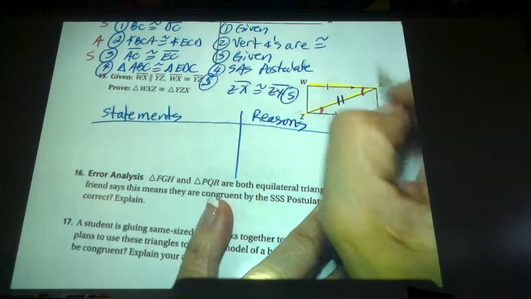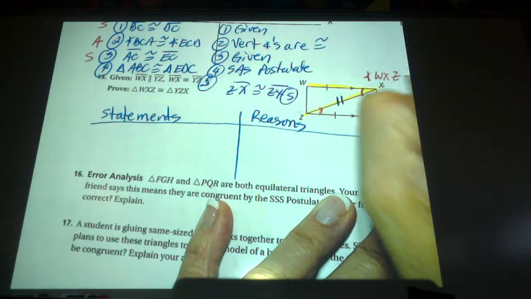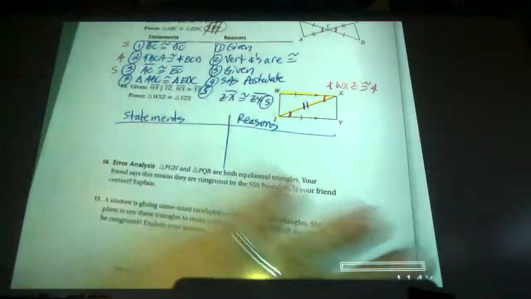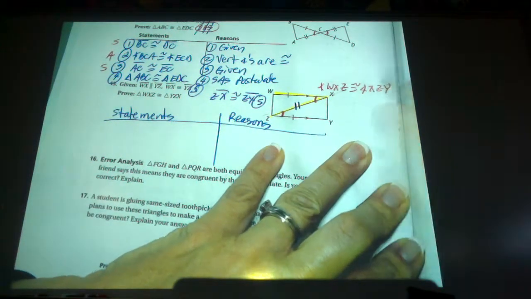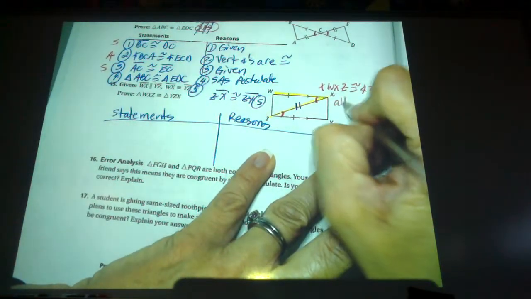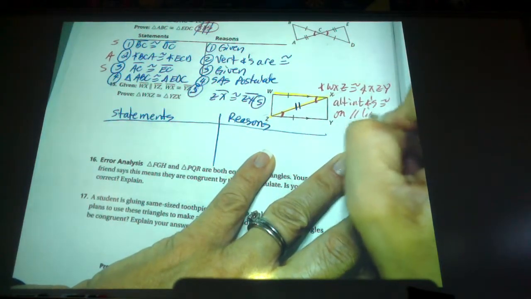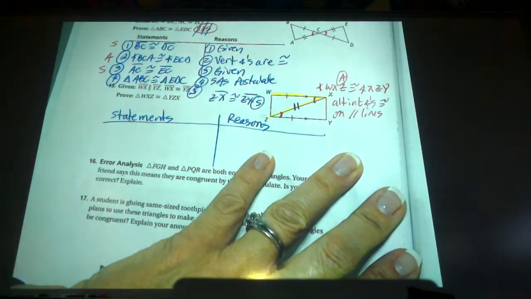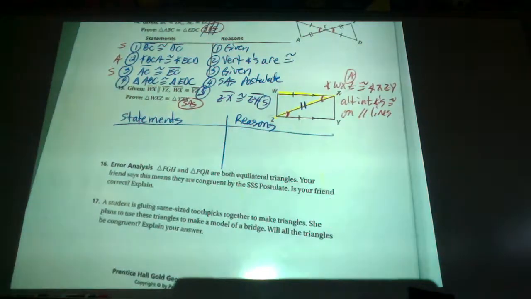So I can say that angle WXZ is congruent to angle XZY because alternate interior angles are congruent on parallel lines. I'm just going to abbreviate it. And doesn't that give me an A? And that's the included angle. So we're going to prove the triangle is congruent by SAS postulate. So that's the progression my proof takes.